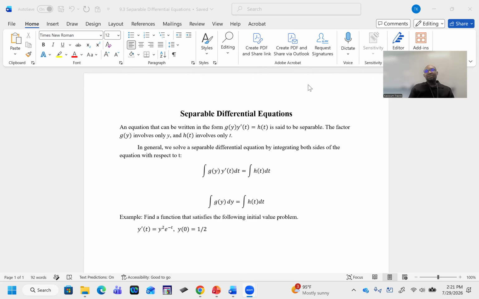An equation that can be written in the form g(y) times y prime of t is equal to h(t) is said to be separable. The factor g(y) involves only y and h(t) involves only t. In general, we solve a separable differential equation by integrating both sides of the equation with respect to t.